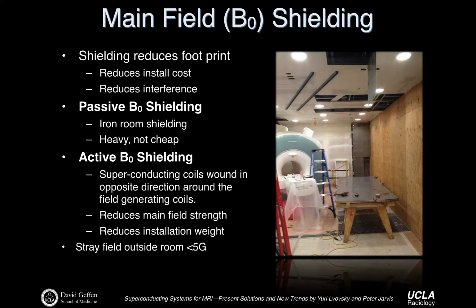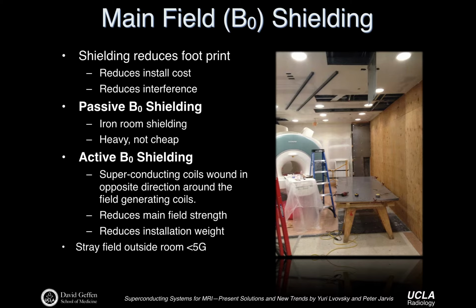It's actually obviously quite heavy, so the room has to structurally support it, and it's not cheap. You might think, oh, it's just steel, how much can it be? But it's easily tens of thousands of dollars in labor and materials to do something like that. And so the manufacturers have, of course, taken this on some and generated so-called active B0 shielding. We saw that going back 10, 15 slides.